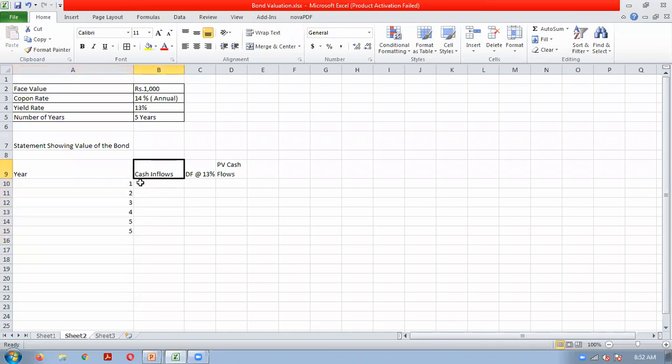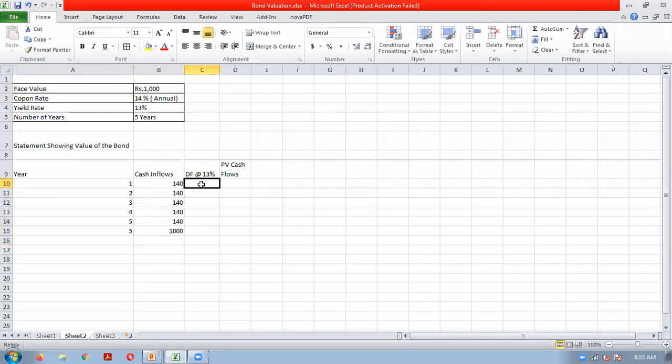So the first cash flow will be interest. 1,000 is the face value. Coupon rate is 14 percentage. So what will be the interest? 1,000 into 14 percentage, 140. Interest will be the same every year. And in the fifth year, you will get this 1,000 also back, the repayment of the principal amount. Now, this is a very important part.